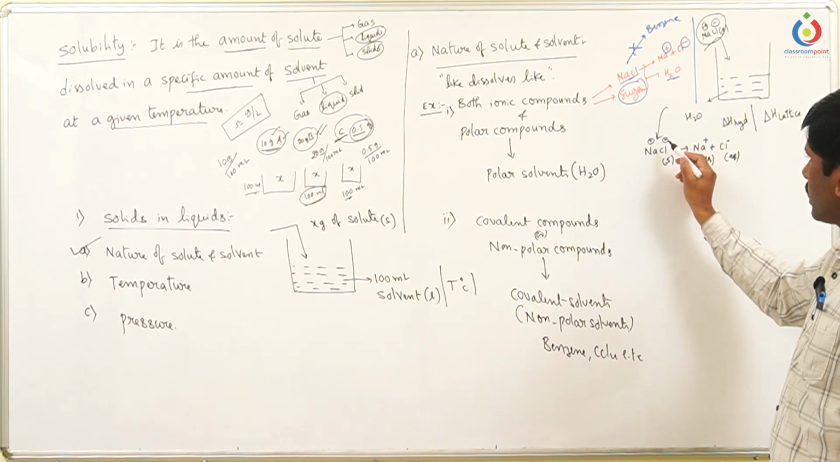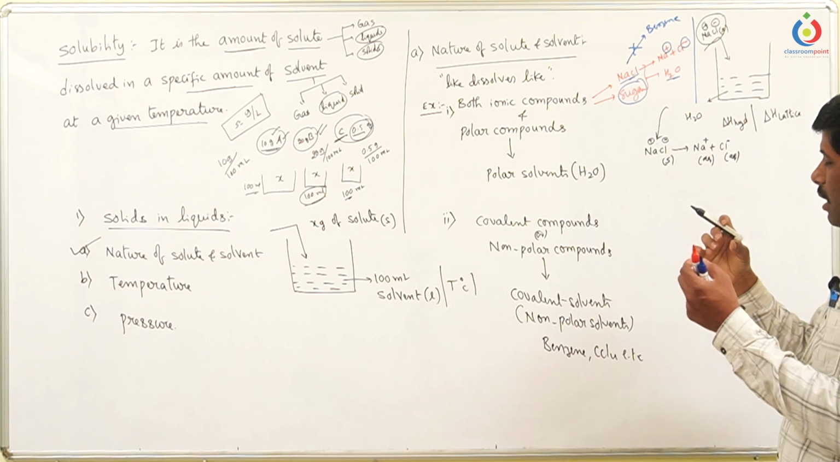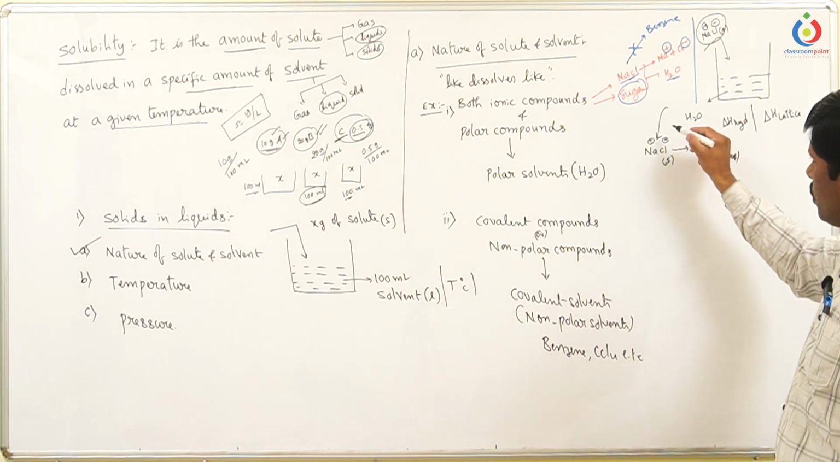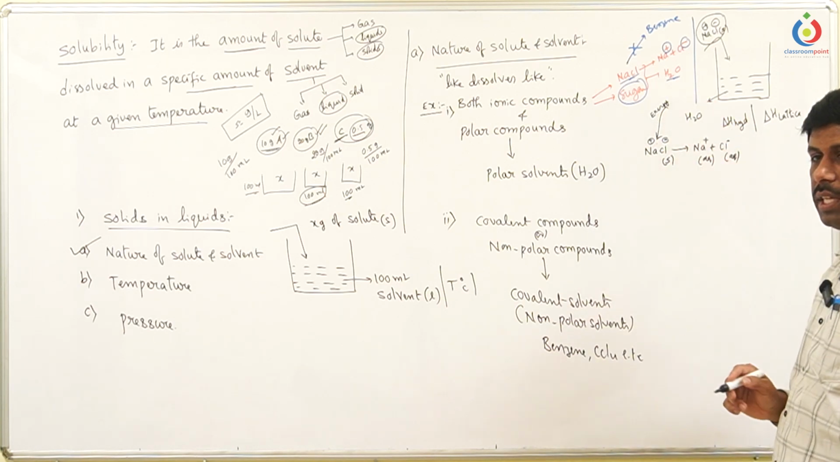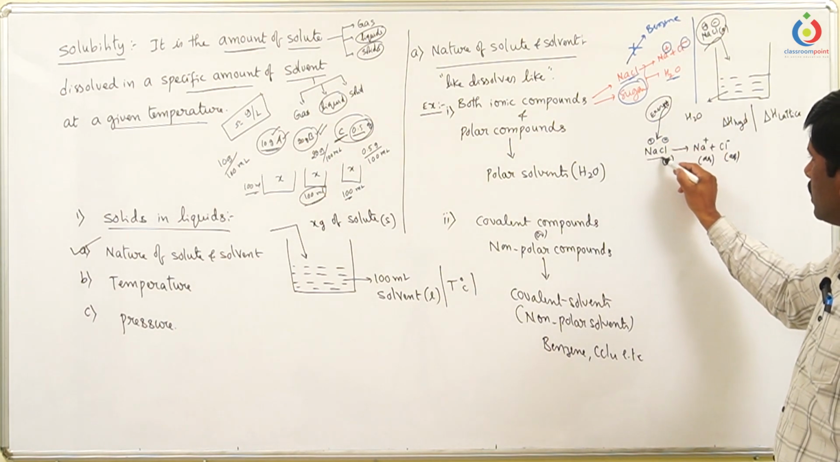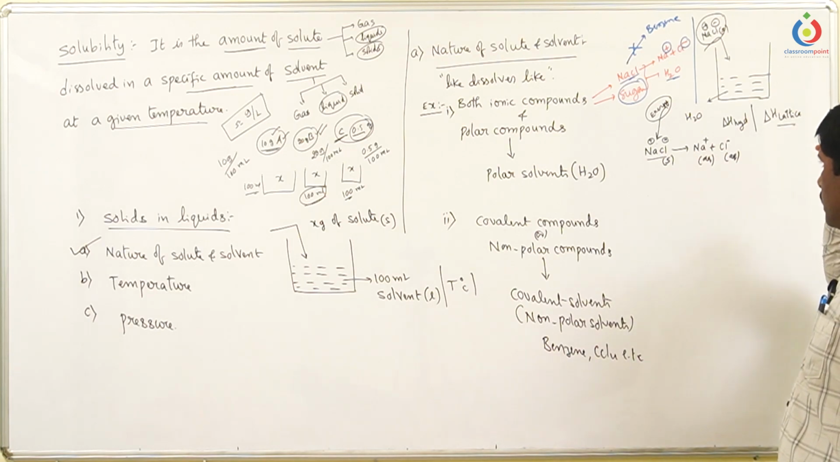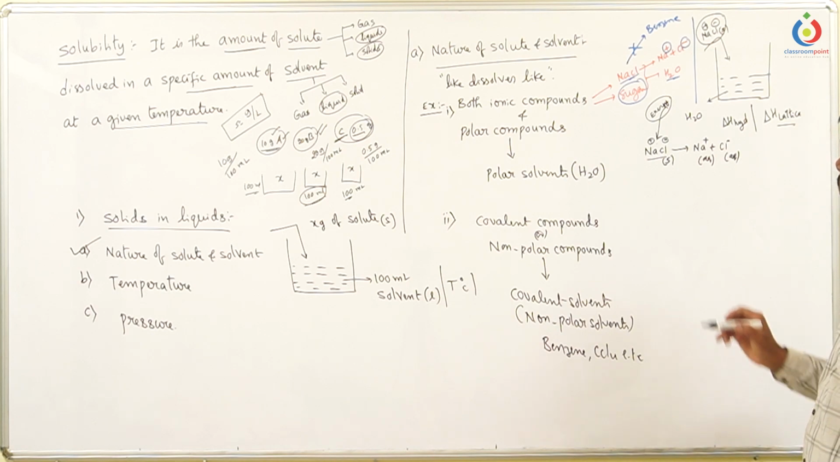This strong attraction force has to be split first of all. It has to be dissociated so that Na+ gets separated from the Cl- ions. That means you need to provide some amount of energy to separate Na+ from the Cl- ions. The energy required to separate these ions away from each other is known as the lattice energy. So here we need to provide some amount of lattice energy.